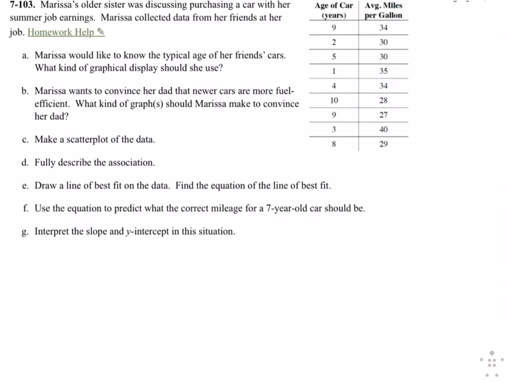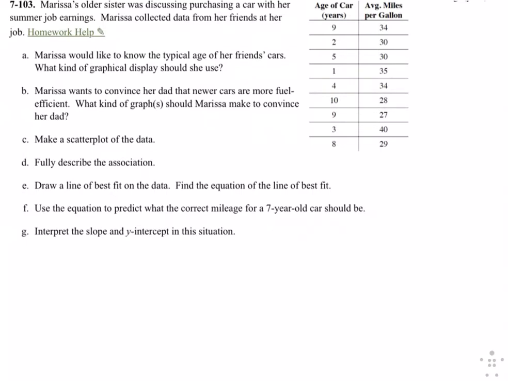So the table is the age of the car, like how many years old it is, and the miles per gallon for that car. So clearly they're trying to see if there's any relationship between older cars and how many miles per gallon you get. Clearly you want more miles per gallon, right? You want better gas mileage.